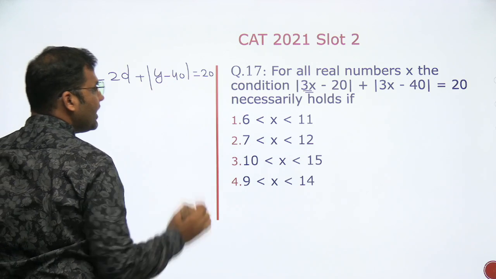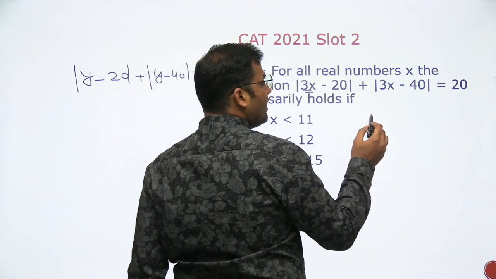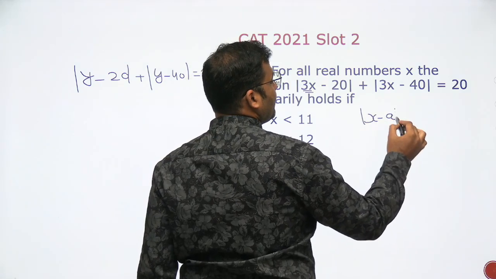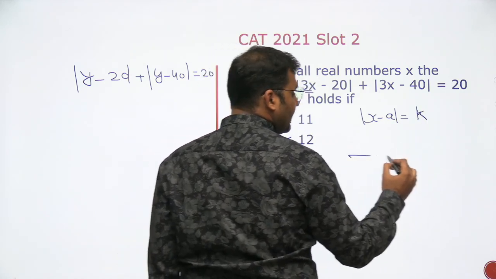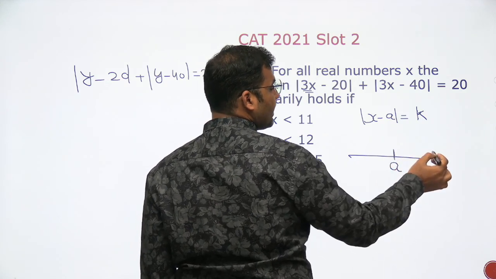All you need is to understand this, that in modulus, mod x minus a is equal to k means the distance of x from the origin a.